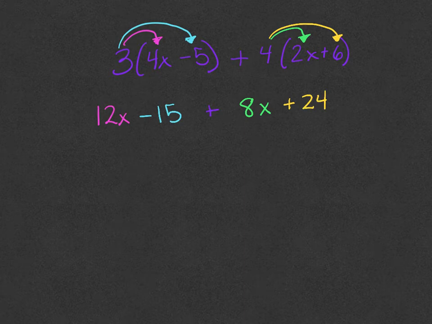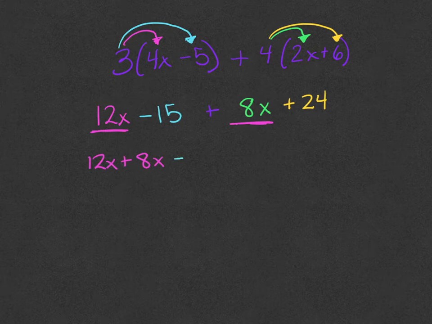All right, so now I'm going to combine like terms. So I'm going to look for my variables. So I have a 12x and an 8x. So I'm going to put them next to each other first. And then I'm going to combine my negative 15 and my positive 24.